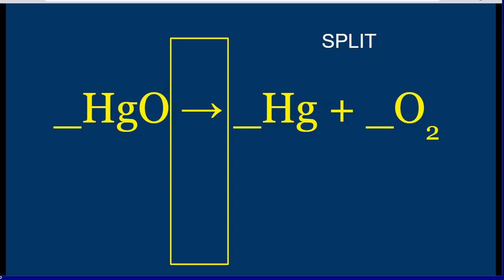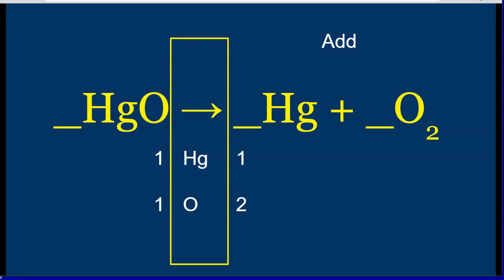First thing we're going to do is split, and what I mean by that, we're going to draw a tall rectangle around the arrow and pull it down below the equation so we have room to work. Then we're going to list. On each side we have mercury, Hg, and O, oxygen. Then we're going to add, and in this case there's nothing to add, we just count really. So on the left side we have 1 mercury and 1 oxygen. On the right side we have 1 mercury and 2 oxygens.